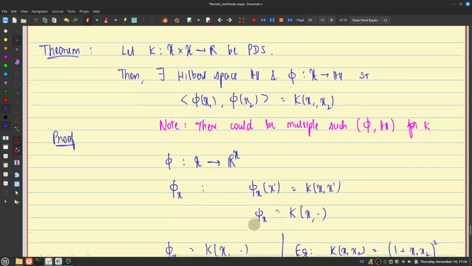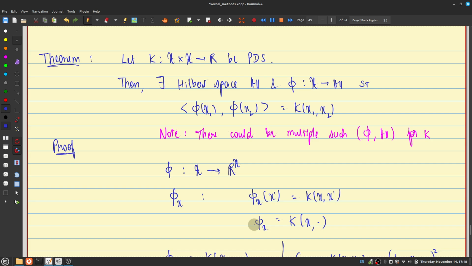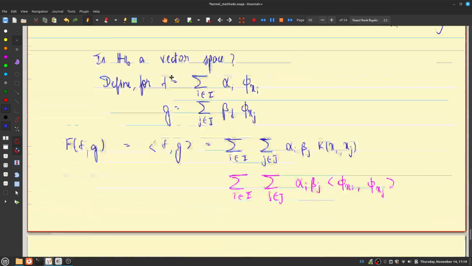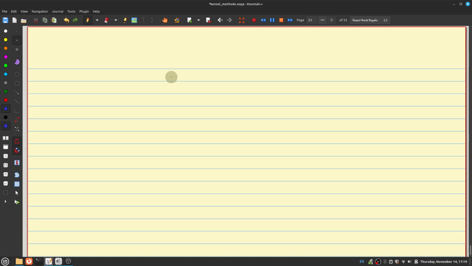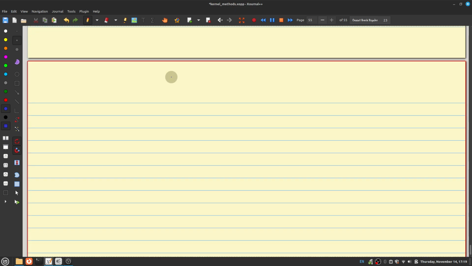Okay, so we've seen that if I have a PDS kernel K, then there exists at least one Hilbert space. In fact, you can think of this as a canonical Hilbert space and a canonical mapping phi from X to this Hilbert space. But as it turns out, this particular Hilbert space that we've constructed has some nice properties which are not immediately evident. I mean, the property is evident, but that also guarantees some sort of uniqueness.